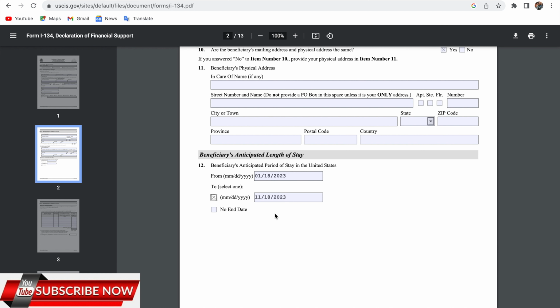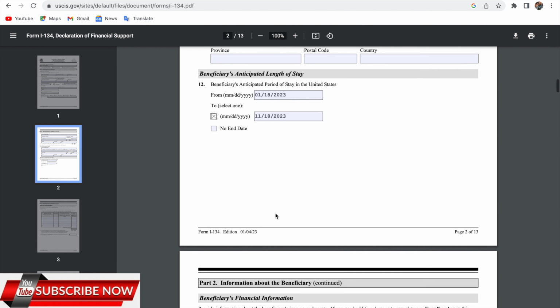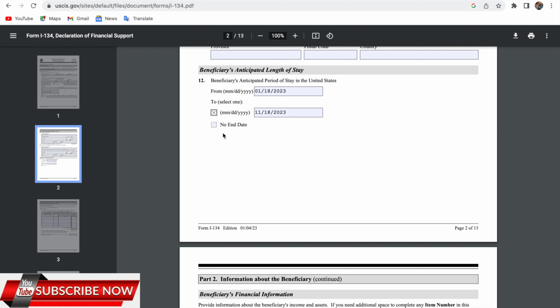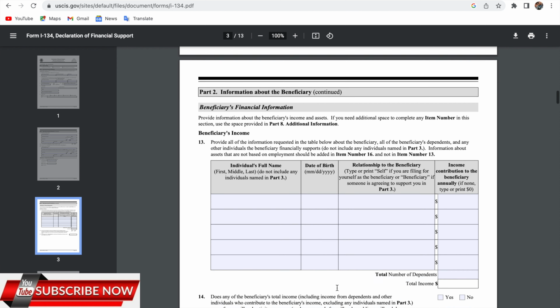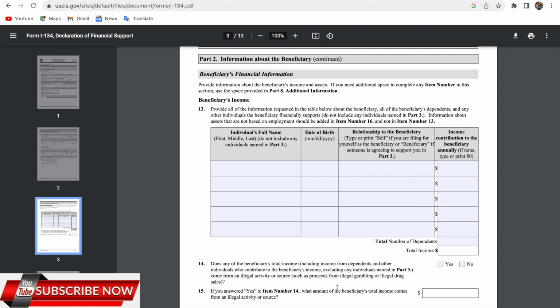But if the person has no end date, the person will be staying till, then you just put in end date. And it says some information about the beneficiary. So this is the most important part. This is the part that is now part of the new I-134. This is the very important part. Before, earlier on the previous ones, you don't see all this.